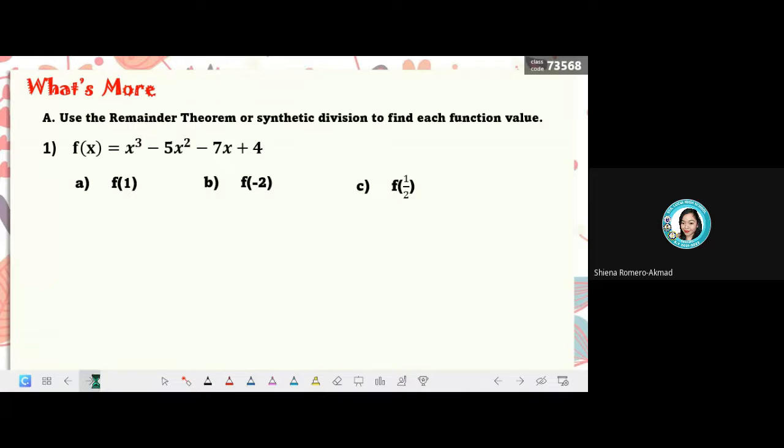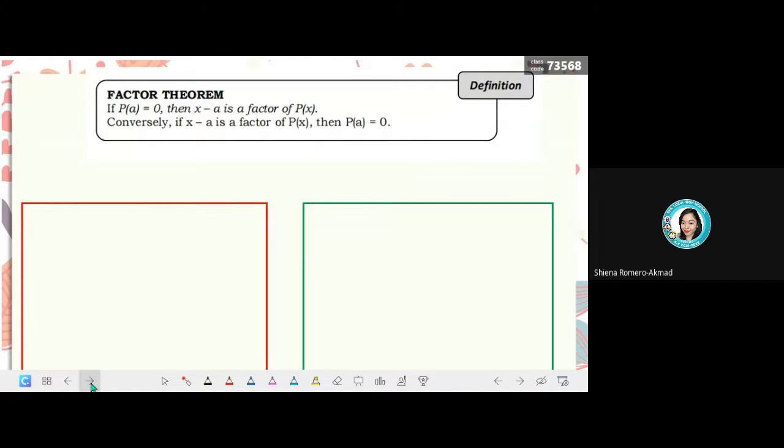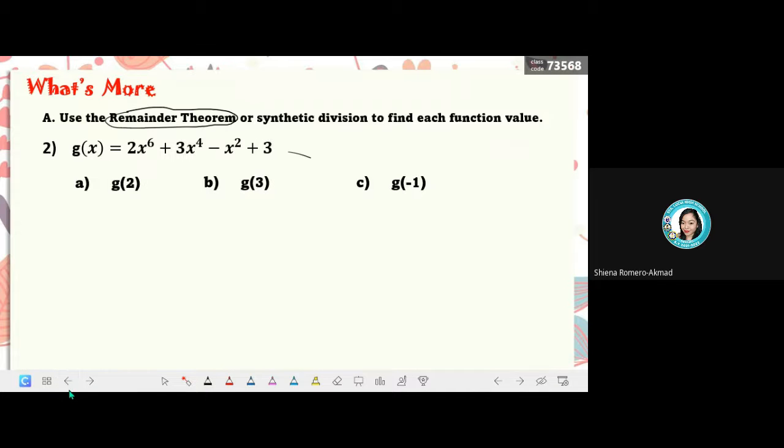Ano pa kasunod? Ayan, pwede tayong gumamit ng synthetic or remainder theorem. Magsa-substitute. So, ang gagawin nyo na lang is you're going to use the remainder theorem. Pag-practicean nyo to sa bahay. Madali lang naman to. Next week na natin to, the factor theorem, because it's already 10:54 and ayoko kayong ma-stress. So, I'll give this as a practice.